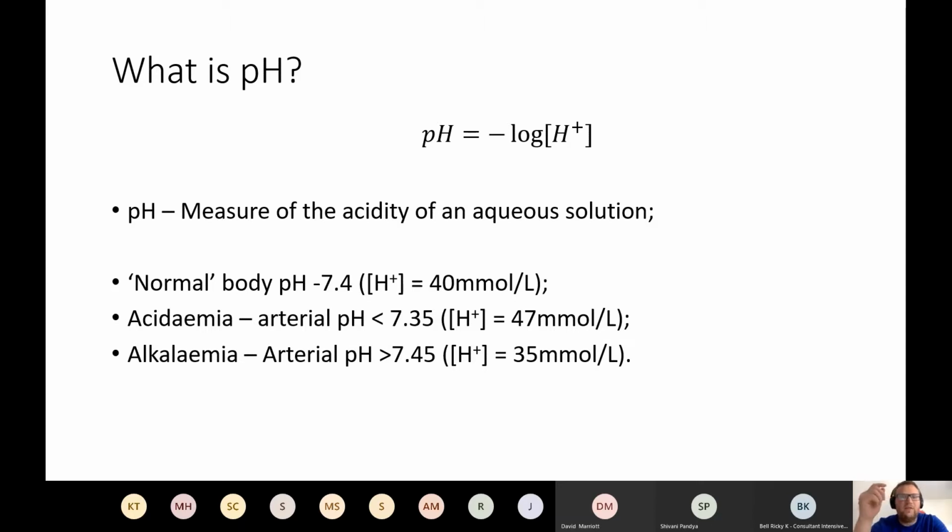What's important to note is that the relationship between pH and hydrogen ions is inverse. If you increase the concentration of hydrogen ions, the pH goes down. It's a negative logarithm scale and so it's non-linear, which means for every reduction of pH by 1, there is an increase by 10 times in the concentration of hydrogen ions in the solution.